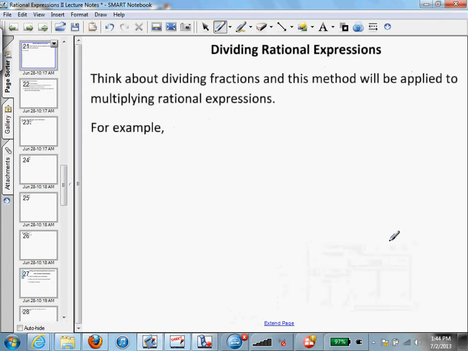To a discussion on dividing rational expressions. Okay, so we're going to think about fractions again. In this case, how about the fraction 4 over 9 divided by the fraction 12 over 3?